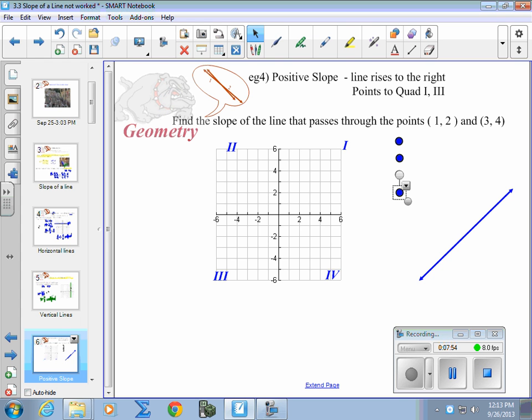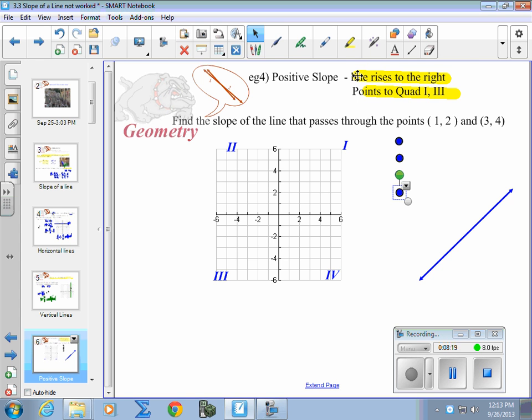When we talk about positive slopes, when you graph a line with a positive slope, the line rises to the right or points to quadrants 1 and 3. So when it has a positive slope, the line rises to the right and points to quadrants 1 and 3. So the first thing we'll do here is just find the slope of this line.